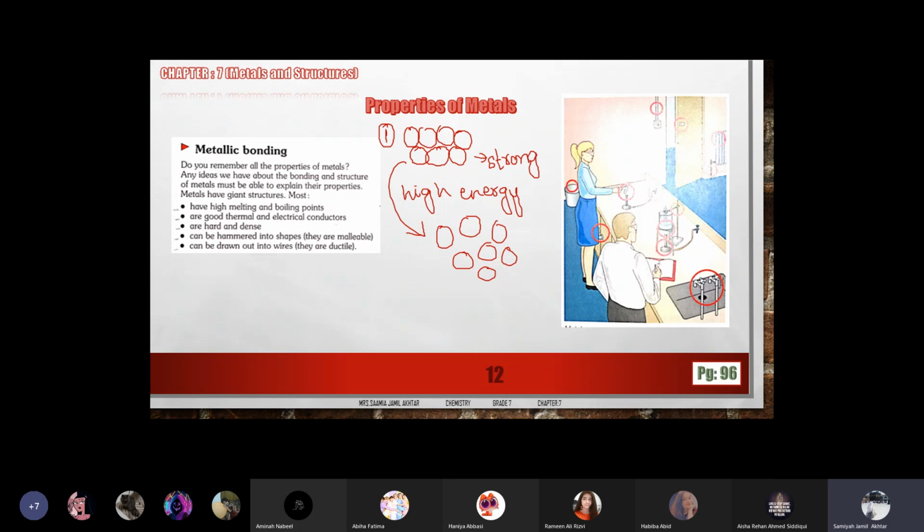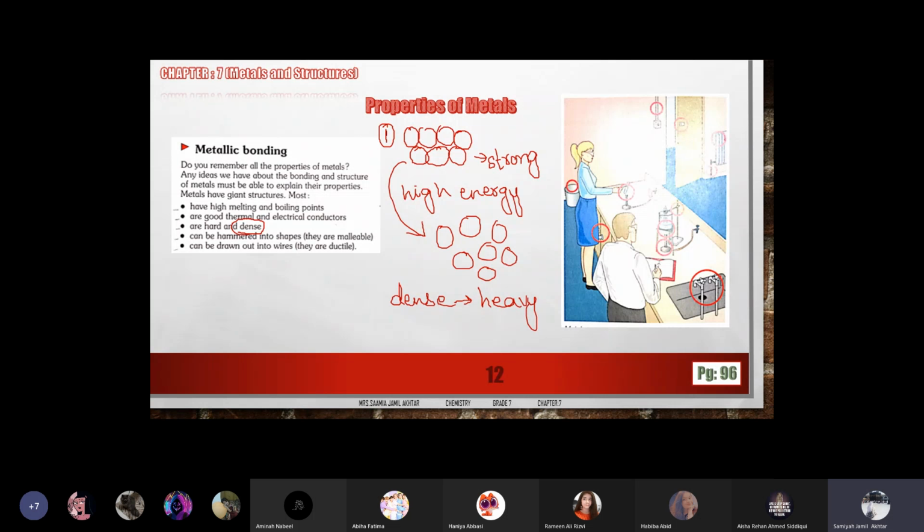Thermal word is used for heat or hot. They are hard and dense. Hard structure. Dense means heavy, very good. More dense means more heavy. Less dense means light in weight.